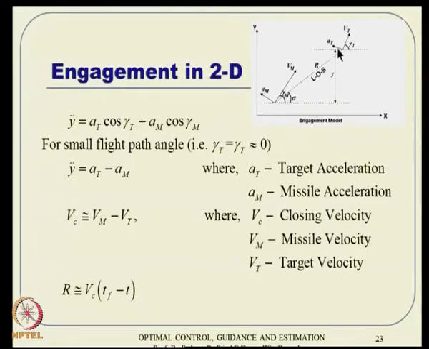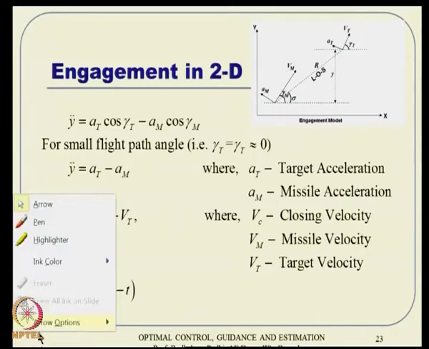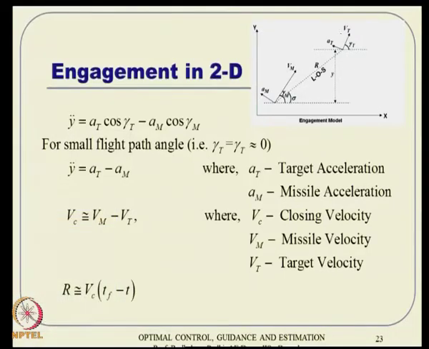Here, going back to the engagement scenario, what is my y double dot? y double dot happens to be something like At cos gamma t. If you put a vertical axis, then again this angle is going to be gamma t. So, this is At cos gamma t in the vertical direction minus Am cos gamma m, for the same reason, if you put it here.